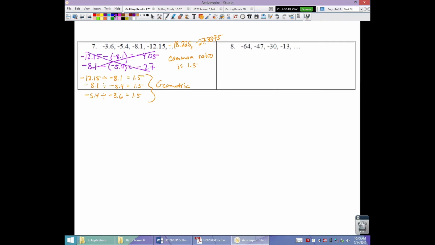Okay, number 8. This one, they are all negative so far, but the values are increasing. If we look, how far is it from negative 64 up to negative 47? Well, that adds 17. From negative 47 to negative 30, add 17. Add 17. So we here see an arithmetic sequence because it has a common difference of 17. So if we continue that for two more places, negative 13 plus 17 is 4, and 4 plus 17 is 21.